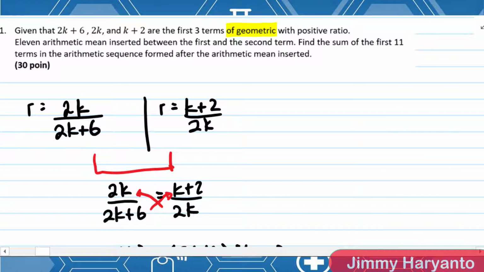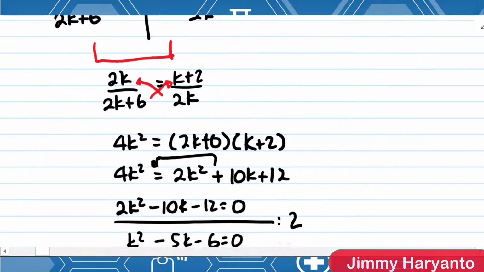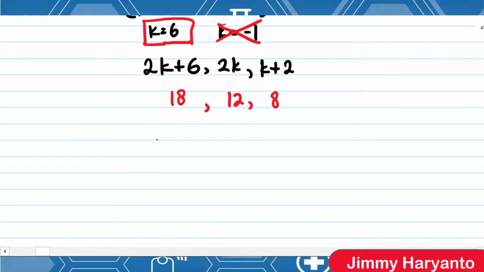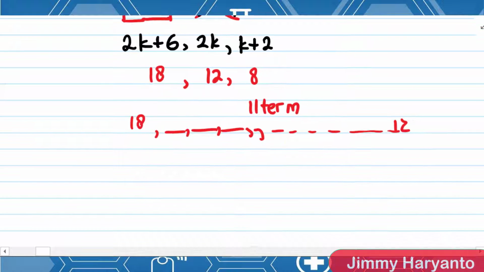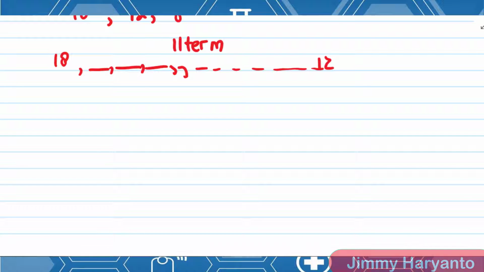Next sentence says 11 arithmetic means. Arithmetic mean means insertion, ya. Insert between the first and the second term. So from the first and the second term, we will insert 11 terms. And the insertion is arithmetic, so we have to use the arithmetic mean formula.